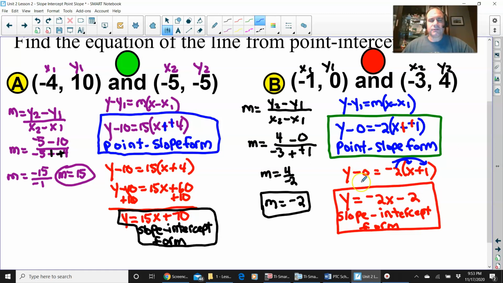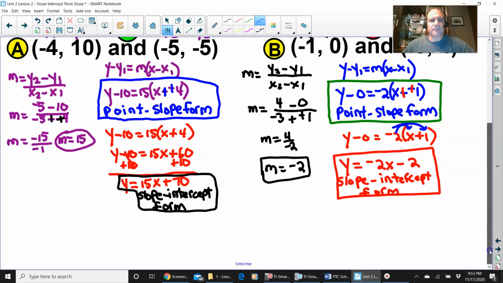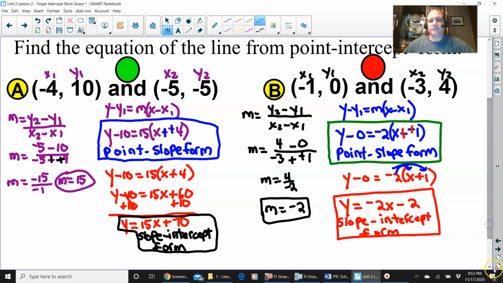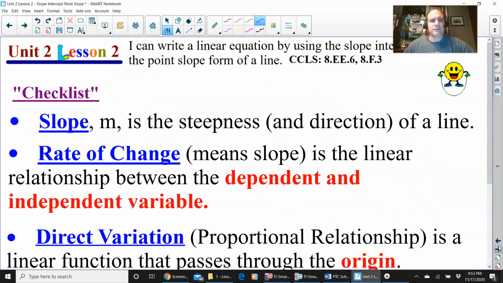Y minus 0 is just y. Y equals -2x minus 2. This is slope-intercept form. We are finished with these two problems. All right. Hopefully you got those and understand them.